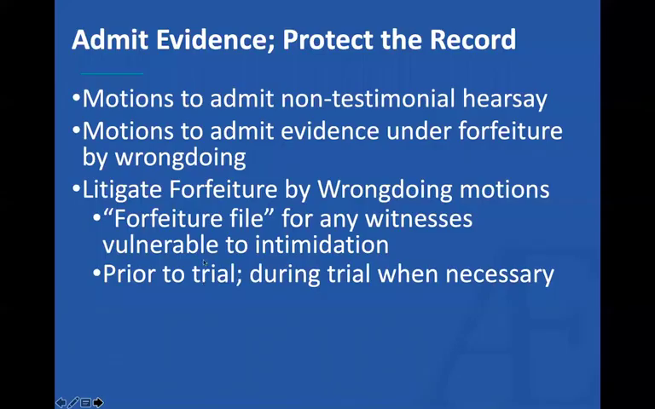So just some general motions practice: motions to admit non-testimonial hearsay, and motions to admit evidence under forfeiture by wrongdoing. You can do both of those motions simultaneously. You can say they're non-testimonial hearsay statements, so it should come in anyway. But if you don't buy that, Judge, then here's our forfeiture by wrongdoing argument. So you might litigate those together. You want to do it ahead of trial so we'll know what to expect come trial. But sometimes you might have to do it at trial, so be ready to make those motions orally.